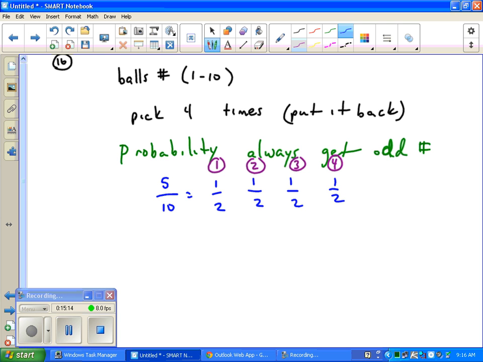Anytime you're looking at probabilities of more than one thing happening, more than one favorable outcome in a row, you multiply them by each other. So if you multiply straight across, 1 times 1 times 1 times 1 is still 1, but 2 times itself, 4 times in this case, is going to give us 16. So the probability of pulling all odd numbers while you're putting it back is 1 out of 16.